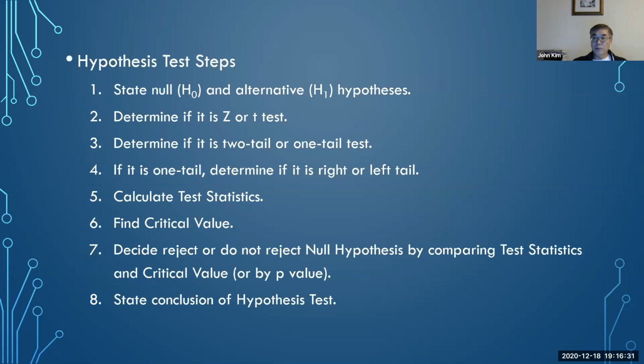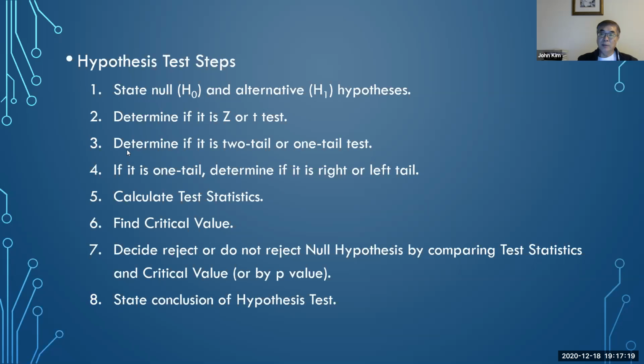Okay, then hypothesis test steps. This one is based on my experience and based on the kind of logic I made these steps. So first, state the null hypothesis and alternative hypothesis based on the research question. And then determine if it is a Z or T test. If the population standard deviation is known, then we use Z, unknown, T.